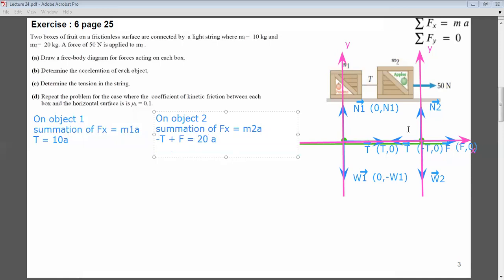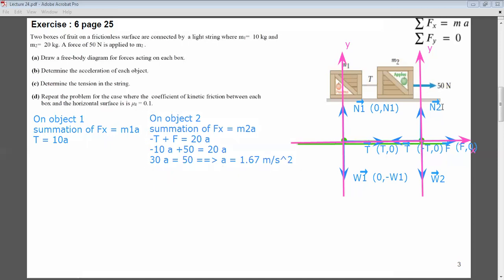Okay, so instead of T, I will put this value here, T equals 10a. So this will be minus 10a plus F, which is given as 50, equal to 20 times a. If I take the a's to one side, it will be 30a equal to 50, which implies a is equal to 1.67 meters per second squared. Okay, so this is one way to do it.